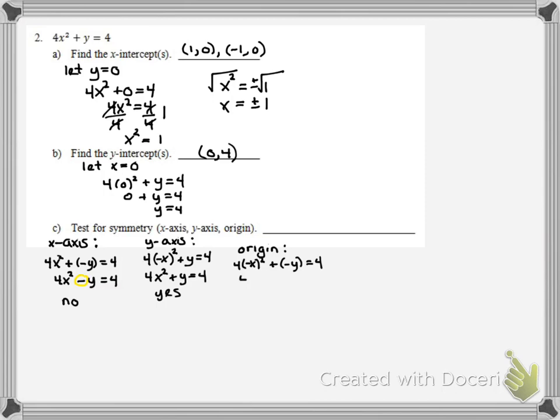We know negative x squared, when you square a negative, it becomes positive, so that becomes positive 4x squared. We know adding negative y is the same as subtracting y. So this is the equation we end up with. Notice again, that negative is not in the original equation, so we do not have origin symmetry. So the only type of symmetry this equation happens to have is that it is symmetric to the y-axis.